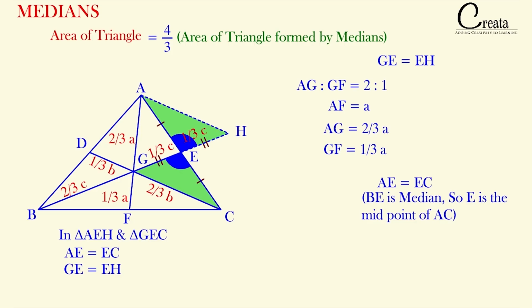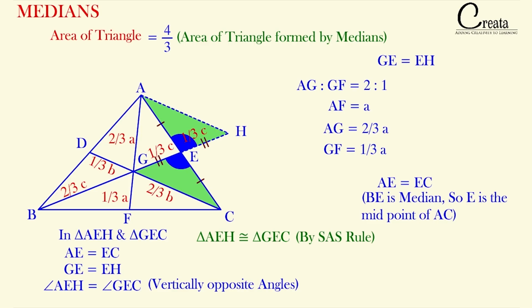Further, both of these angles are vertically opposite angles. So we can say angle AEH is equal to angle GEC. So by the SAS rule, we can say both the triangles are congruent to each other. Okay, we have proved both the triangles are congruent. So by CPCT, we can say GC is equal to AH, that is, GC is equal to 2/3B. So AH is also equal to 2/3B. Okay, getting the understanding? We have just proved both of these triangles are congruent by the SAS rule.